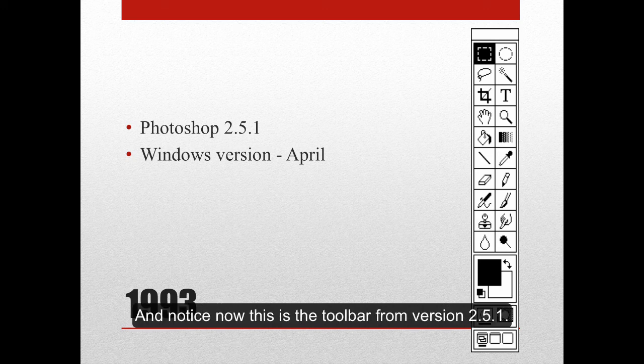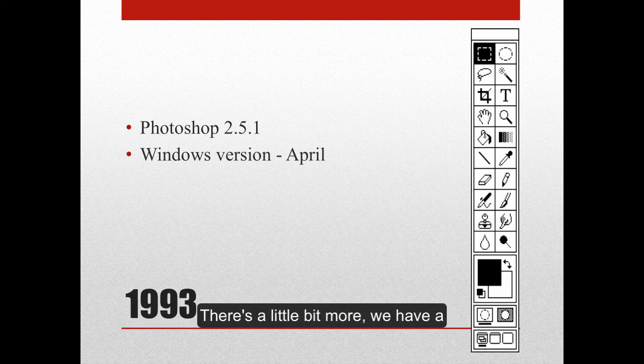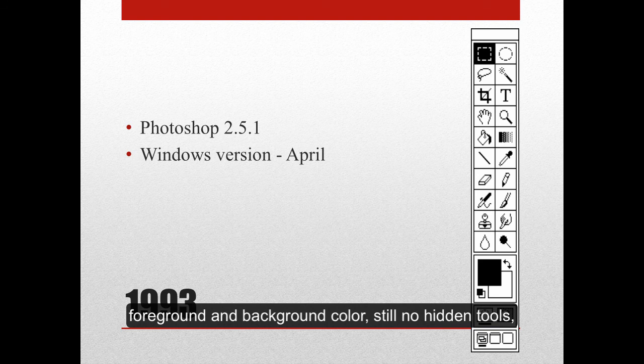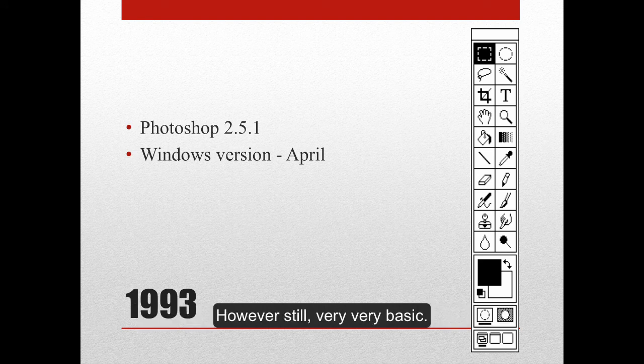And notice now this is the toolbar from version 2.5.1. There's a little bit more. We have a foreground and background color. Still no hidden tools. A few more tools there on the toolbar for selecting. However, still very, very basic.